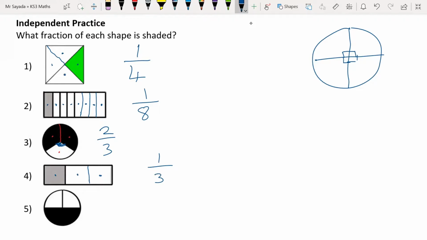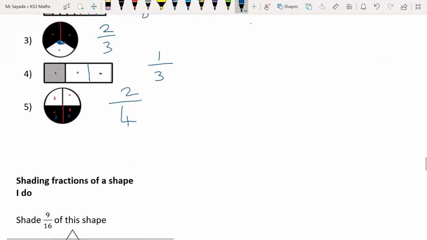Finally, you might be able to see with question 5 that it's half that's shaded. But just to make it really clear, draw a line here. There are 4 equal parts. How many of those equal parts are shaded? 1, 2. So 2 over 4. Pause the video to mark and correct your work. Press play once you've done that. You should have now marked and corrected your work.